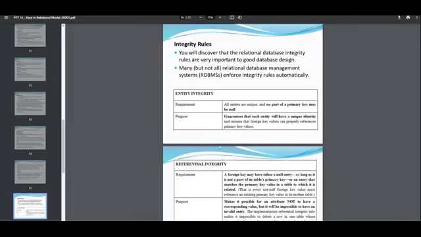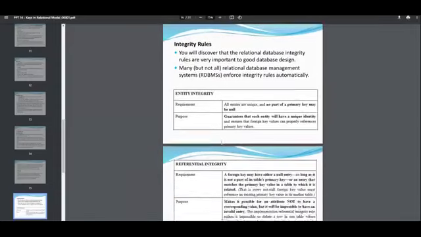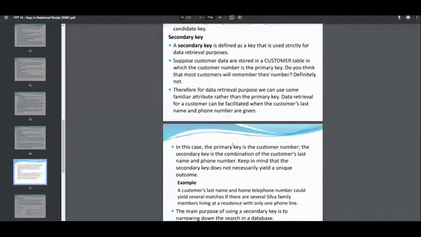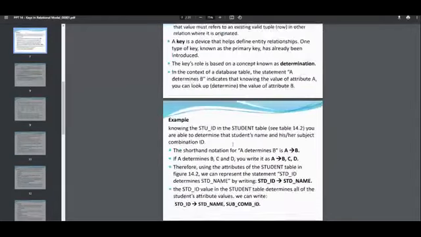Okay, hope all of you can hear me. And previously we discussed these kinds of keys, right? Hope all of you can understand.